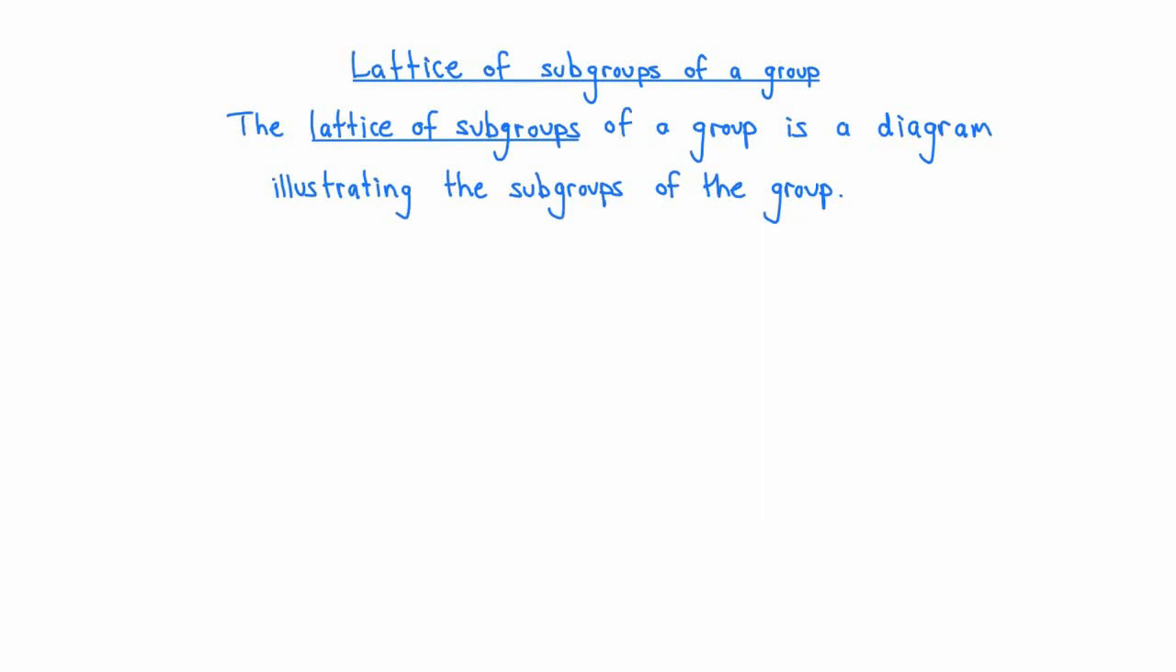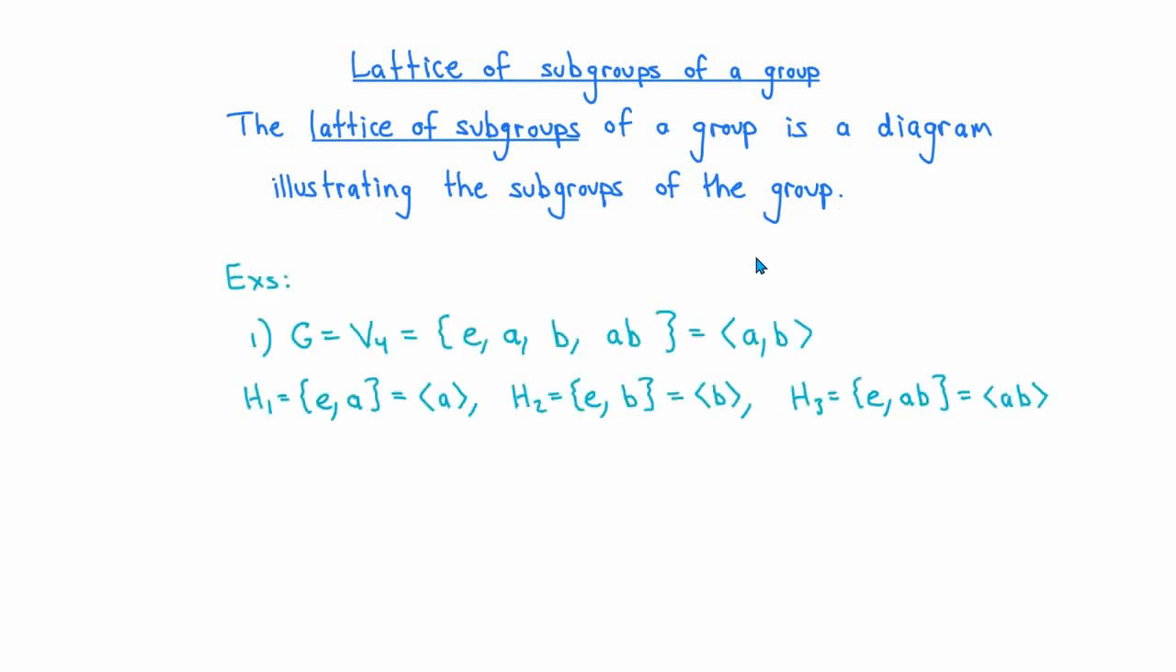Now the final thing that I'd like to talk about in this video are lattices of subgroups of groups. And this is pretty intuitive, so instead of giving a super rigorous definition, let me just say that a lattice of subgroups of a group is a diagram which illustrates the subgroups of the group. And let me show you a few examples. First of all, earlier in the video, we saw that the subgroups generated by A, B, and AB are all proper subgroups of the Klein 4 group, and together with the group itself and the trivial subgroup consisting just of the identity element, this is a complete collection of subgroups of the group G.